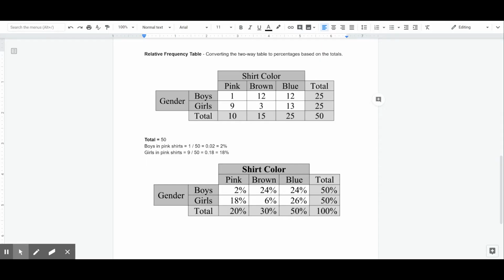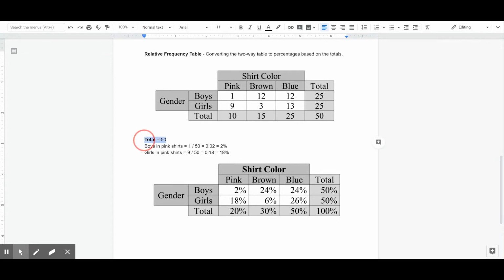A relative frequency table happens when you convert the original two-way table to percentages based on the total amount. So if we look at the original table here, and then we look at the relative frequency table below, we can start to see how they've done this. So the most important thing to know is the total amount of data points collected, which you can find by adding these marginal frequencies here.